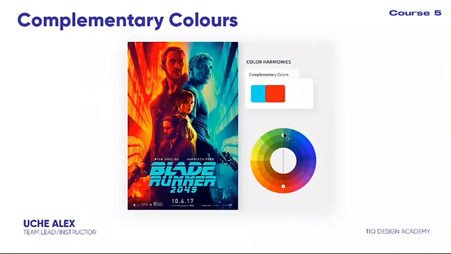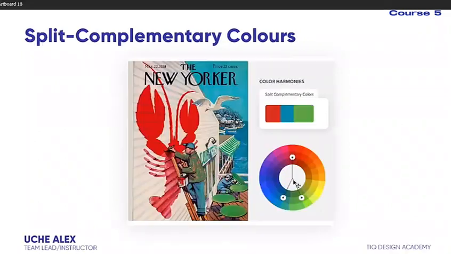Complementary colors are simply colors that are opposite each other in the color wheel. In this design, we have used two colors that are directly opposite each other. Here we have a shade of blue, and here we have a shade of red. So these two colors put together have been used to design this amazing movie poster, and you can see how well it turned out. So complementary colors go well together.